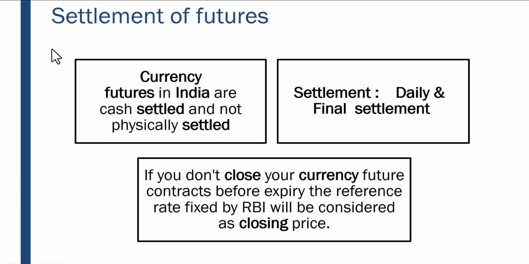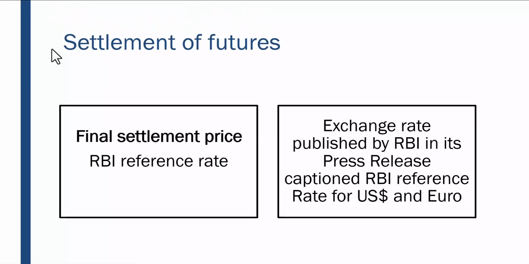Okay. So if you don't close your currency future contract before the expiry, the reference rate of RBI will be considered. This will also get recorded, so I have to edit it. Now, I was just saying that in the stock market there is a delivery mechanism in the futures and options market. We'll do that when we do the stock market. So the final settlement is the RBI exchange rate published by RBI in the press release, on the last day, for the dollar as well as for euro, Japanese yen, and everything.